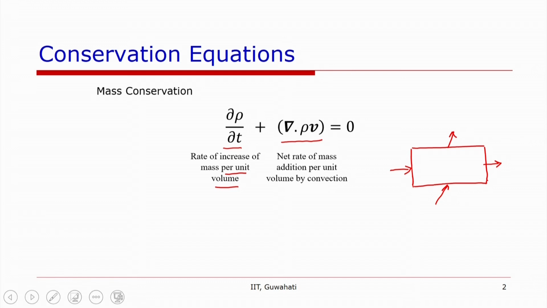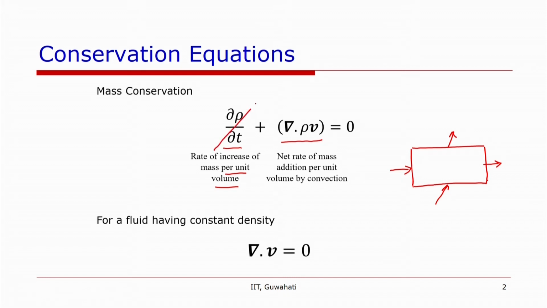For an incompressible fluid which has a constant density, the first term becomes 0. So this equation can be given by the divergence of the velocity vector is 0.